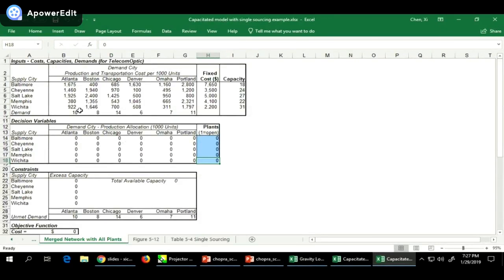Here we have this example, and again our decision variables are xij's, and right now we can just let the plant decisions be ones and not include them as part of the decision. And then our constraints are excess capacity has to be greater than or equal to 0, unmet demand has to be 0, and the objective function is the total cost of assigning demand to different locations.